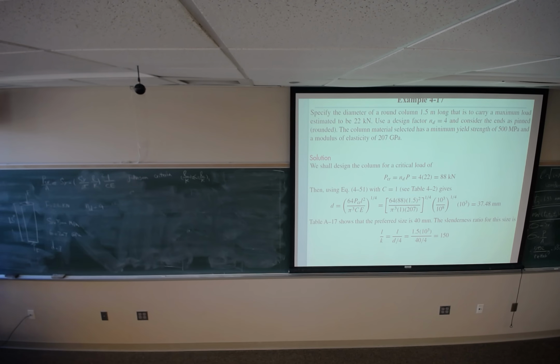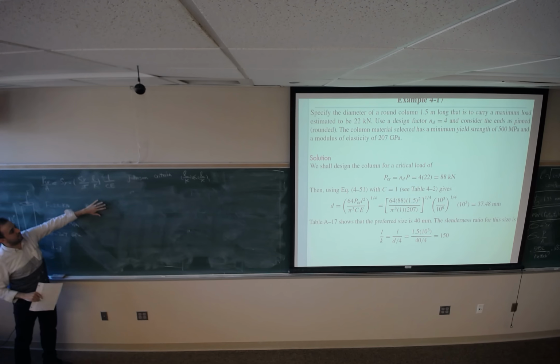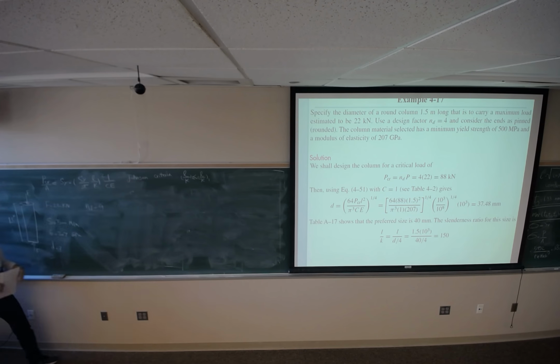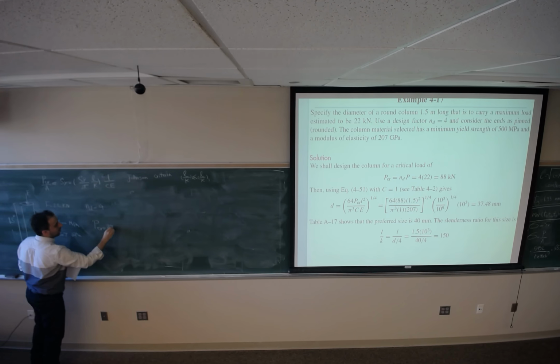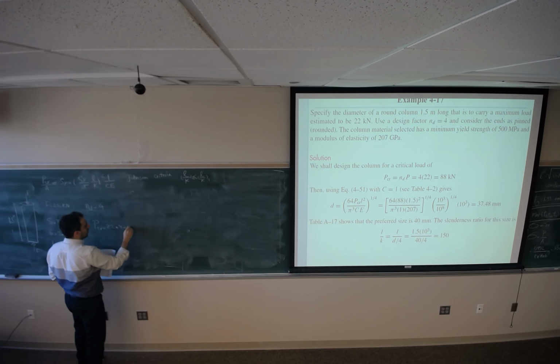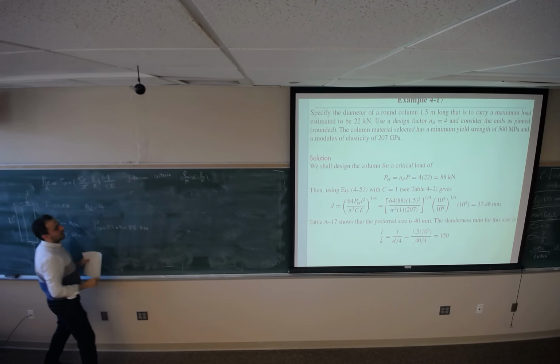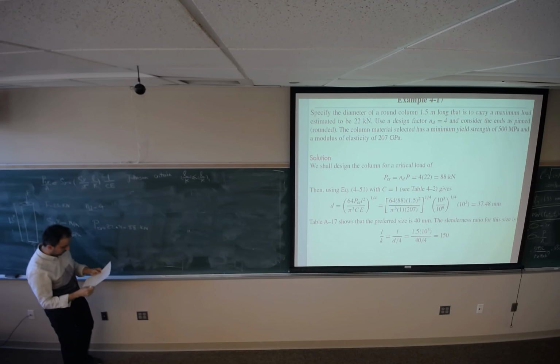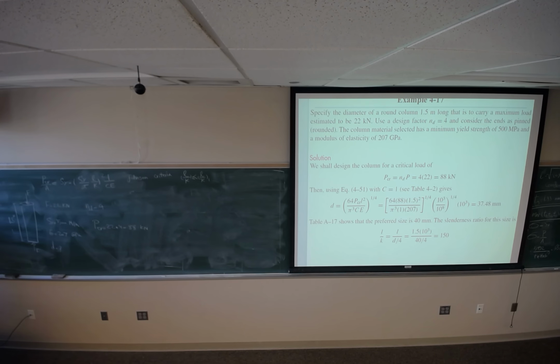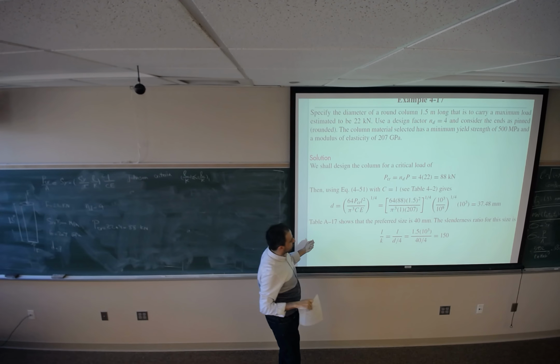So if the factor of safety was 1, or if we didn't talk about the factor of safety, the maximum load that this column should support was 22 kilonewton. But by considering this, P critical should be, we should design this column such that it can support 88 kilonewton load. So we should start with L over K1. Just plug in the numbers to find what would be L over K1.